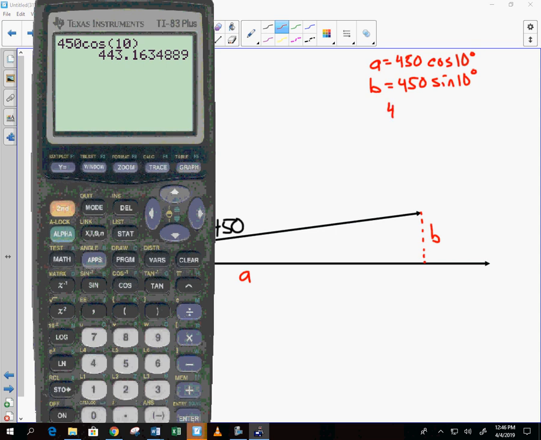443.16. And I'll do it again. 450 sine of 10 degrees. And I get 78.14. Okay, there we have that.